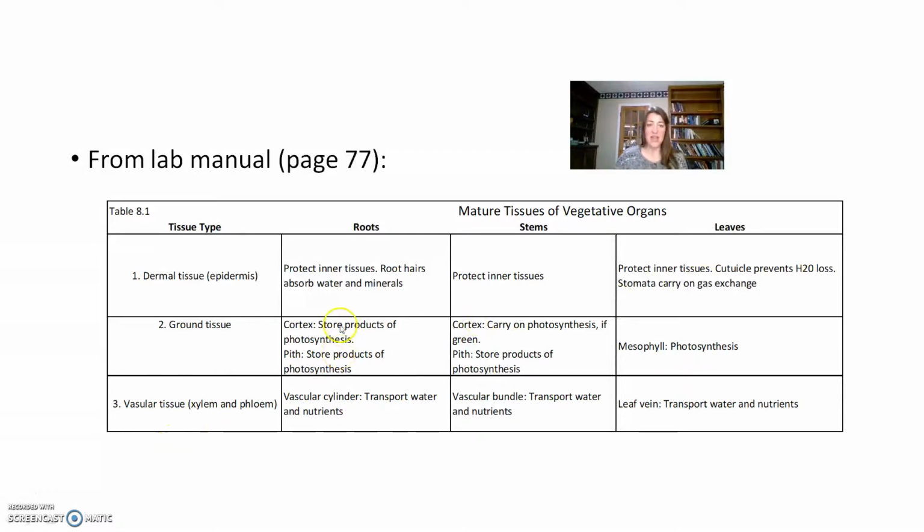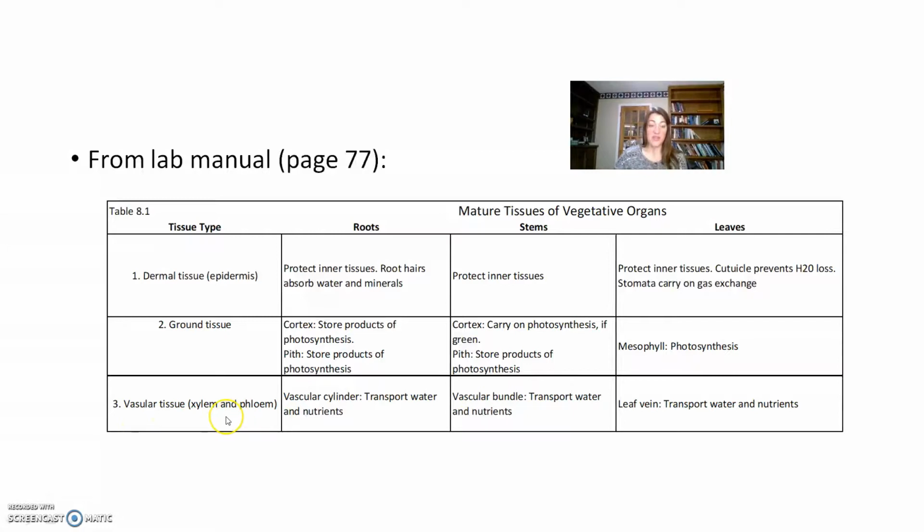Ground tissue. Now you have something called the cortex and the pith, and we'll show you those pictures in a moment. The cortex stores products of photosynthesis. The pith in the root stores products of photosynthesis. And the stem carries on photosynthesis if it's green. So cacti or palo verde, those types of plants, the cortex of the ground tissue will actually undergo photosynthesis. The pith will store products of photosynthesis. And in the leaves, we have something called the mesophyll. That is where photosynthesis occurs. So ground tissue is where photosynthesis takes place.